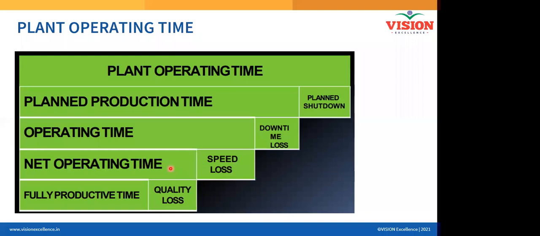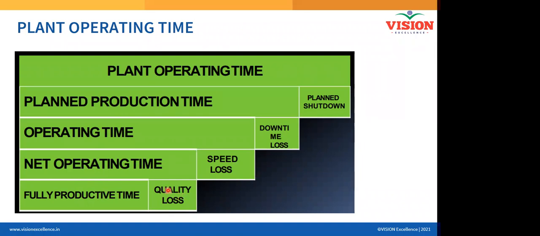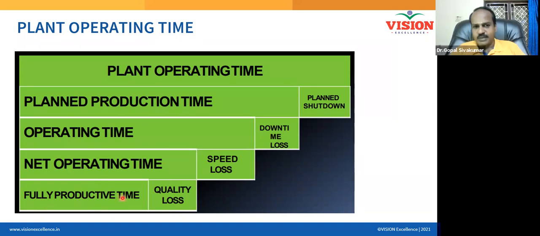3.5 hours. The 3.5 hours is the fully productive time. Do you understand? 3.5 hours is the fully productive time. Quality loss is how much time? Another 1 hour is lost. Am I correct? Yes, sir. So now do you understand what is fully productive time, what is net operating time, what is operating time, and what is planned production time, and what is total plant operating time?